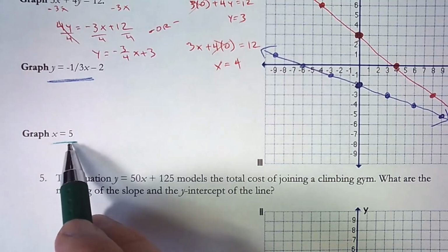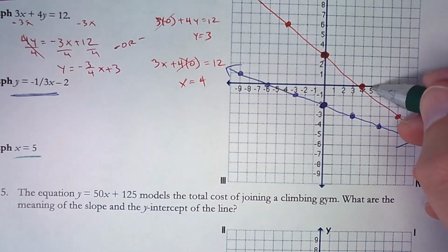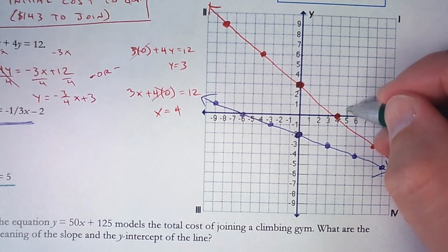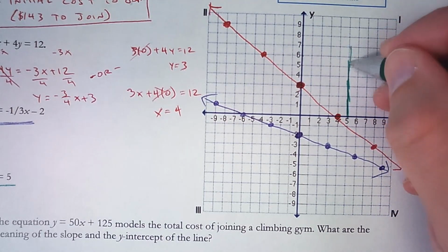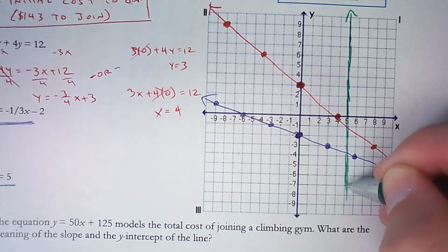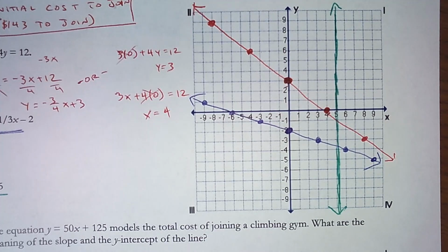X equals 5. That means I start at the origin and I go right 5. And from there, I'm going to make a vertical line so that no matter what y value I'm looking at, the x value is always 5. Okay?